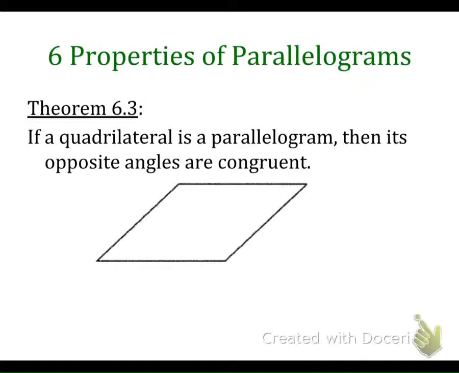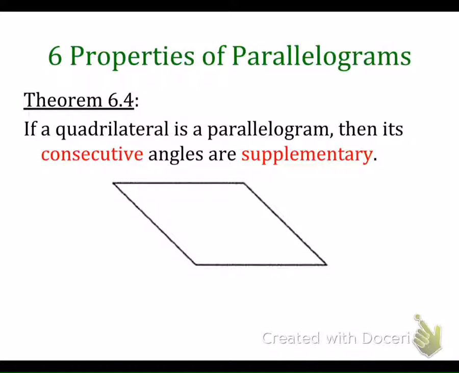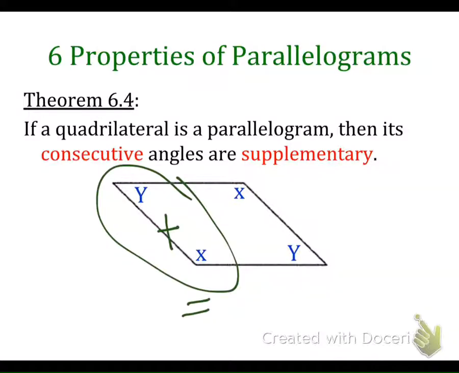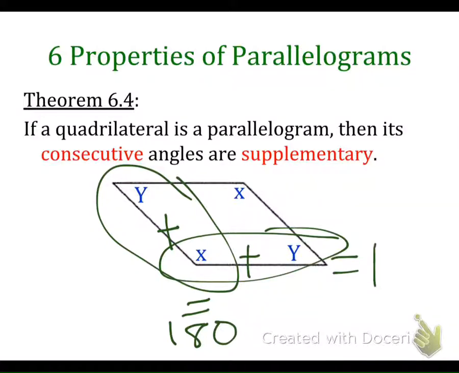If a quadrilateral is a parallelogram, then its opposite angles are congruent. If a quadrilateral is a parallelogram, then its consecutive angles are supplementary. Okay, so meaning that these two add up, if you add them together, they equal 180. If you add up these two together, they equal 180. Okay, so just basically side by side.